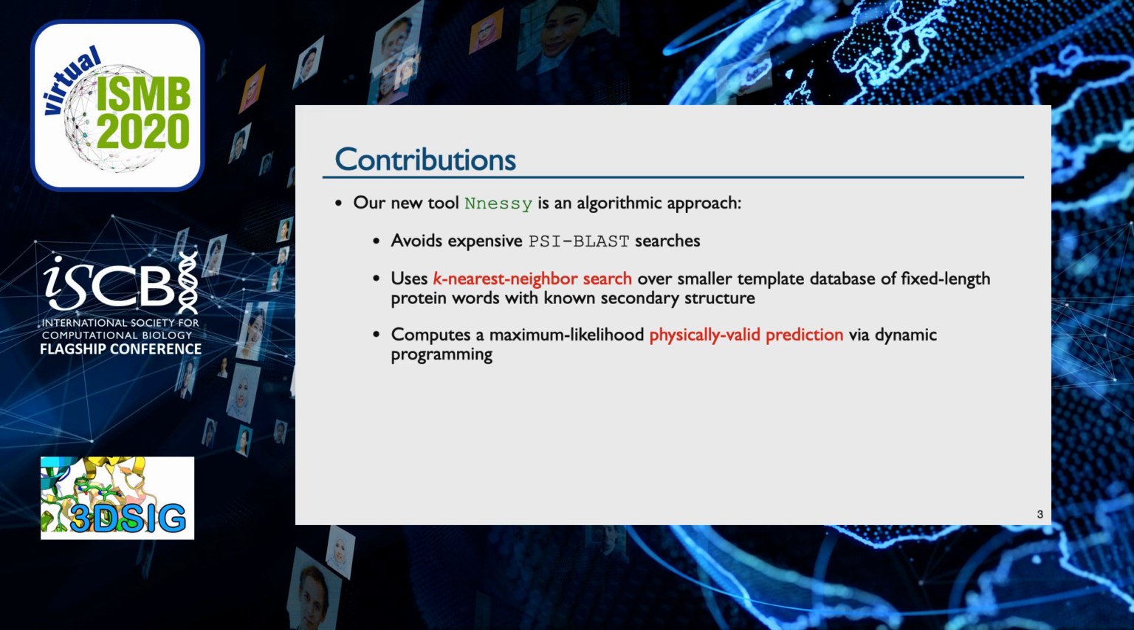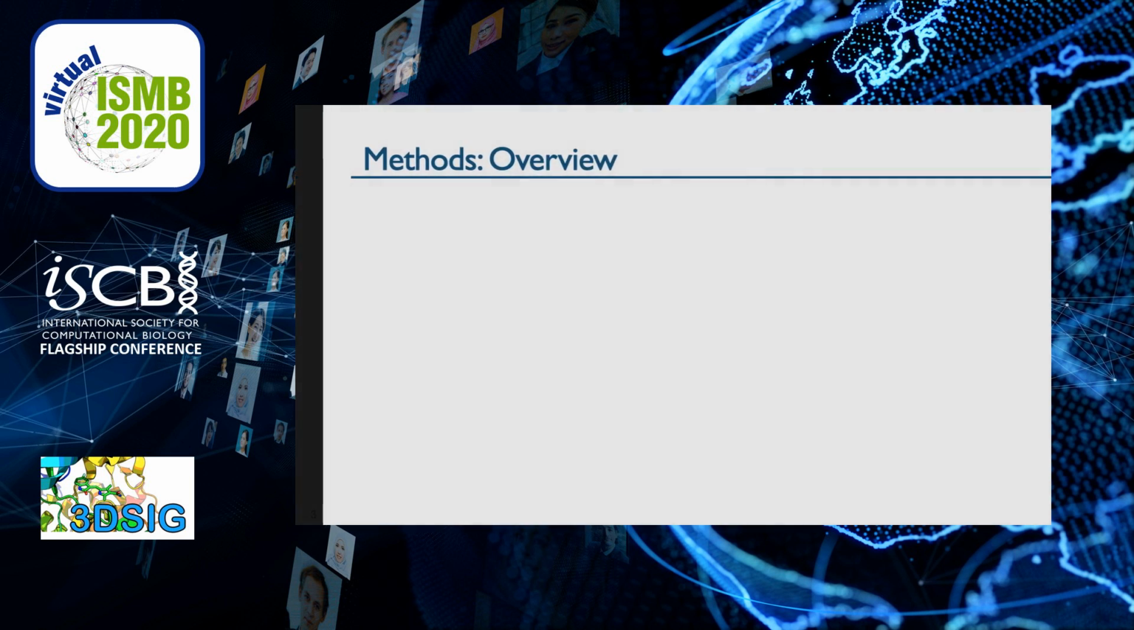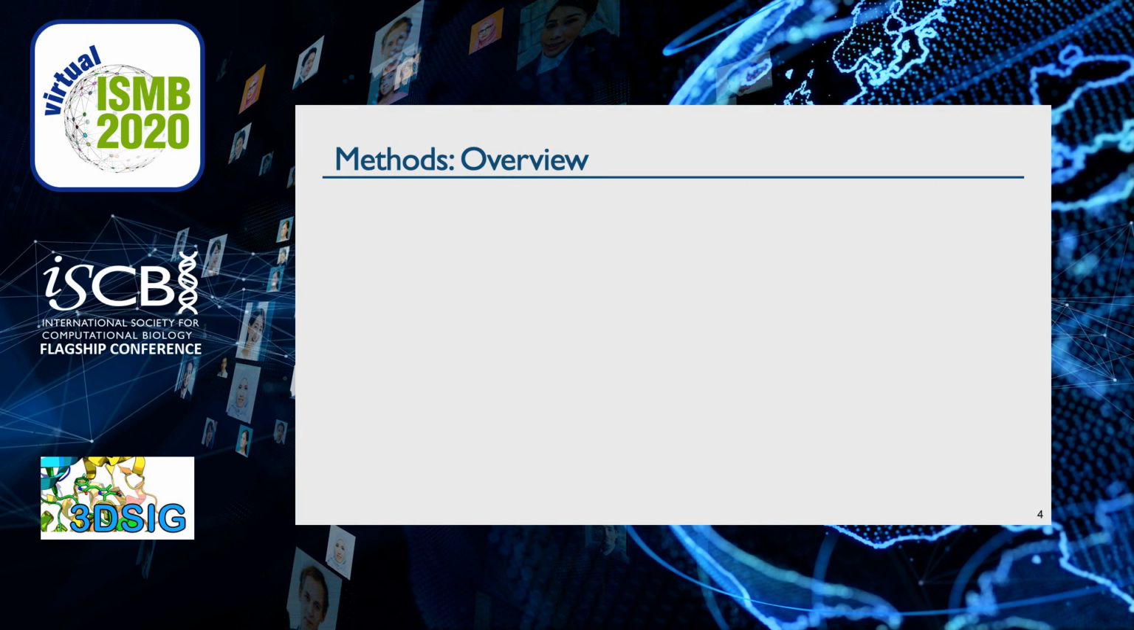Instead of outputting confidences, Nessie uses a feature-based accuracy estimator that takes a feature of the prediction process and estimates the unknown true accuracy of its prediction. We combine our template-based tool Nessie with a template-free tool to yield a hybrid method that gains the advantages of both tools. This hybrid method exceeds the state-of-the-art accuracy by more than 3% for the 3-state model of prediction and more than 7% for 8-state prediction. Next, I'll give an overview of Nessie's prediction process.